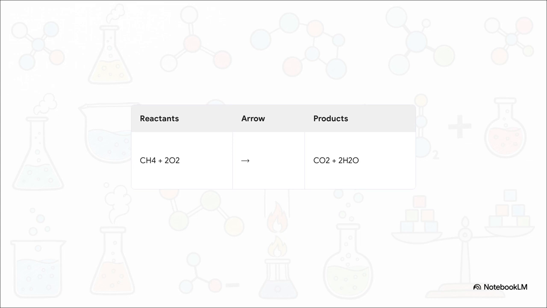That arrow in the middle simply means yields or produces, and it points directly to our products on the right, CO2 plus 2H2O, which are our completely newly formed substances. Reactants to start, an arrow for the action, and products at the finish line.